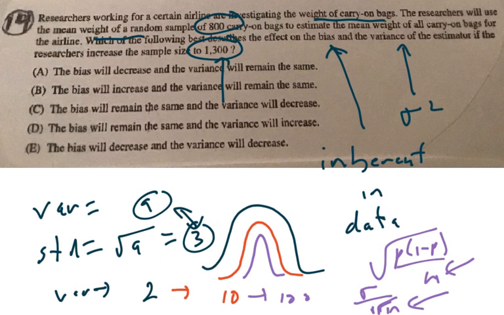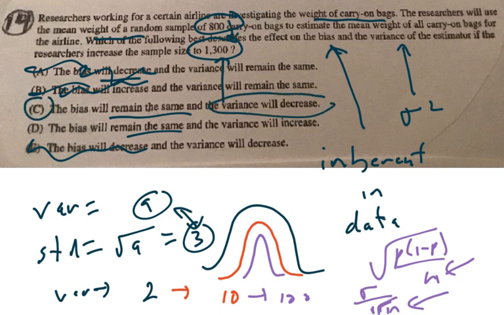But long story short, let's get to the answer here. The bias will decrease. Well, remember, bias is not going to change. It's inherent. So we can already eliminate A and B because it's not going to increase or decrease. All right? Bias. So we're actually down to C or D. They're the only two that say bias remains the same. And since I increased the sample size, variance will decrease. That's why you should have chosen C.